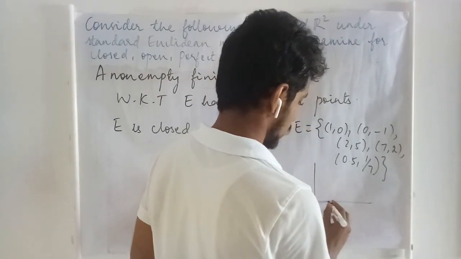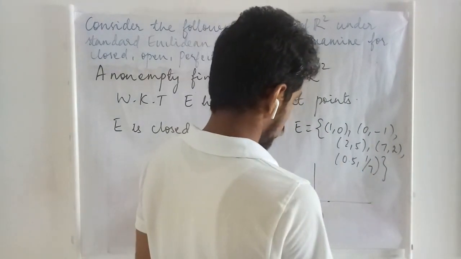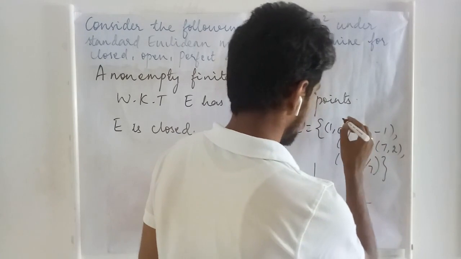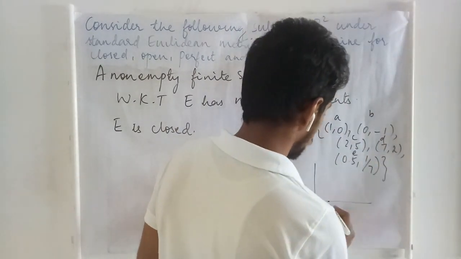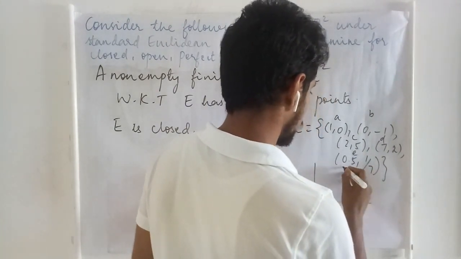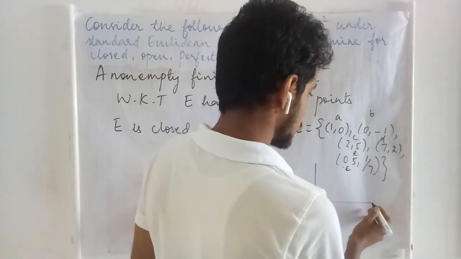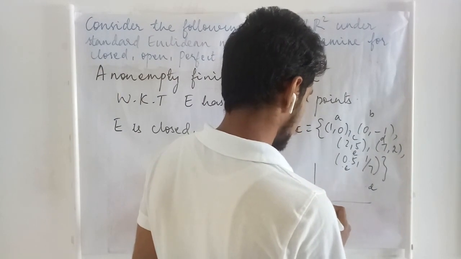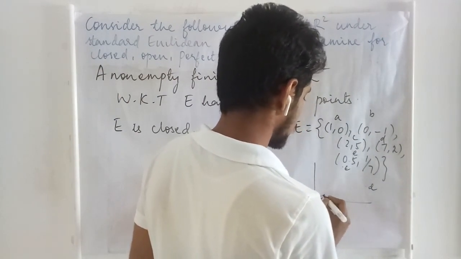What is it going to look like? It is (1, 0), a point somewhere here, and (0, -1) is going to be somewhere here. Let me name these as A, B, C, D, E. This is A, this is B, and (2, 5) is going to be somewhere here. This is the point C. (7, 2) is going to be somewhere here. (0.5, 1/7) is somewhere here. This is point E.